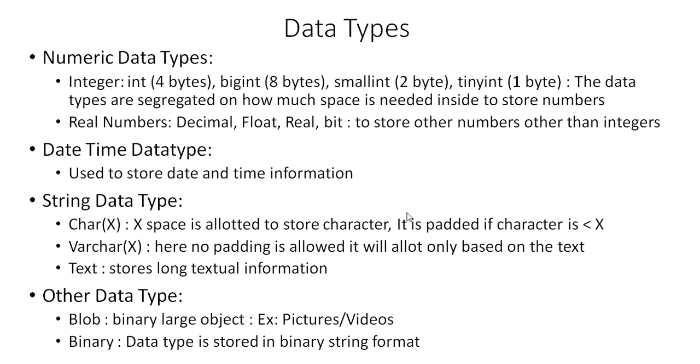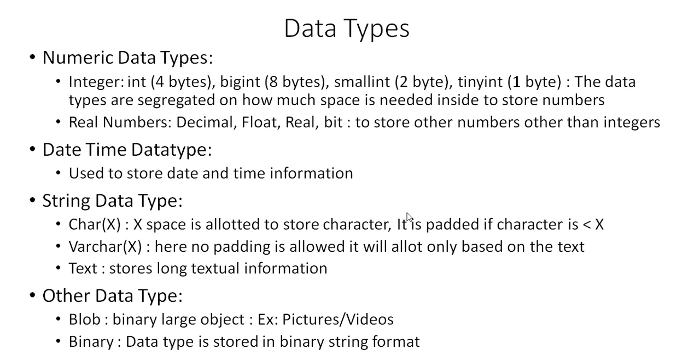Under text, you can store long text information such as paragraphs. You can store long text into this particular data type. Suppose you have a big story and you want to store paragraphs into a particular column, then you can make that column a text data type and store the value.